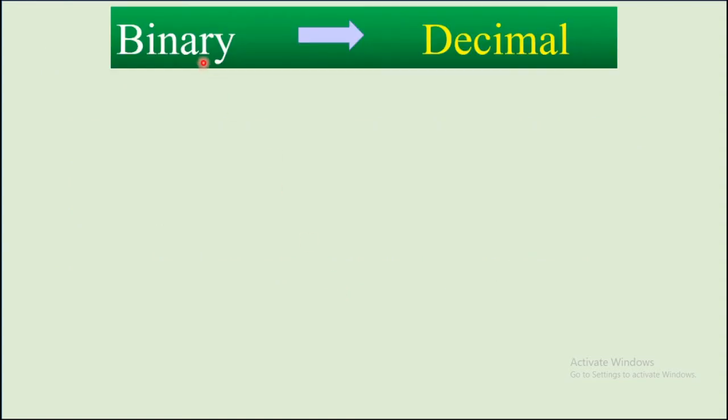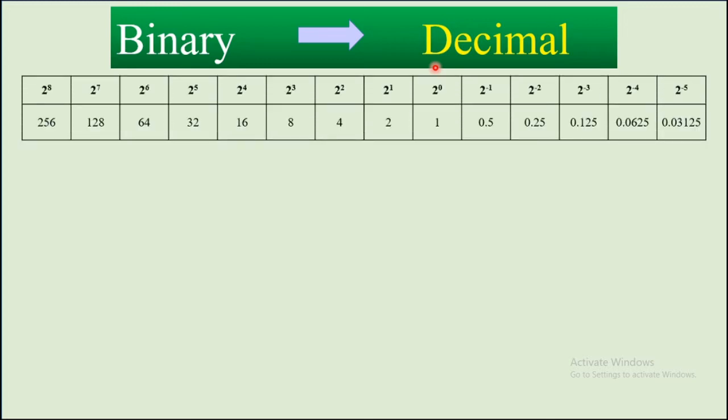Now, first we will see binary to decimal conversion. For this, remember this table, where these are the positive powers of 2 and here these are the negative powers of 2. Now see the example. Here this is a given binary number. We have to convert it into the equivalent decimal number.